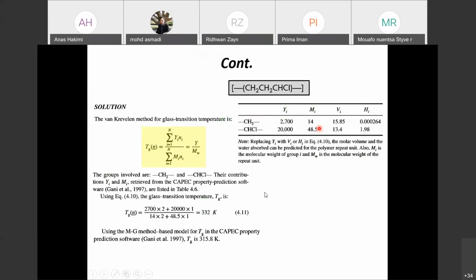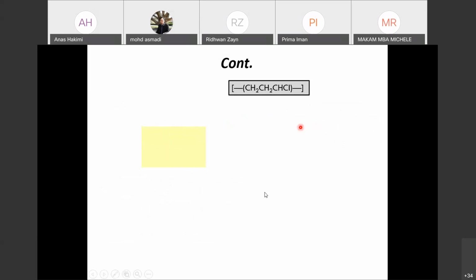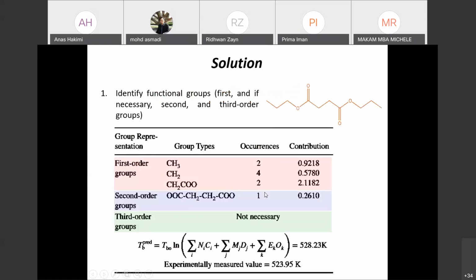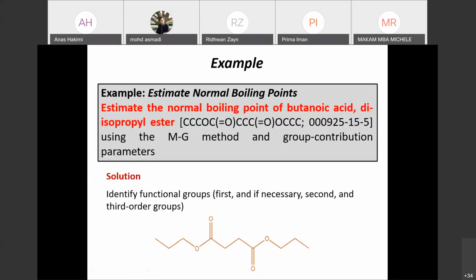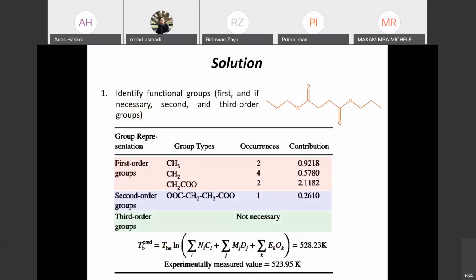Doctor, I wish to know how to get the contribution values, from the previous table you showed. This one is a contribution. I think this one is generated from the software. I will confirm later how to get this one.